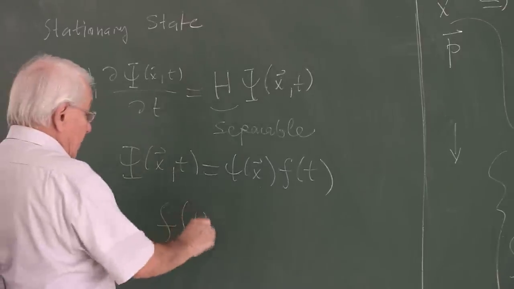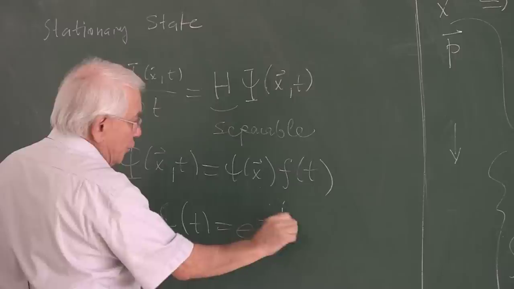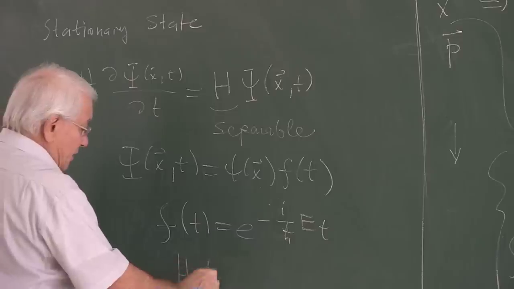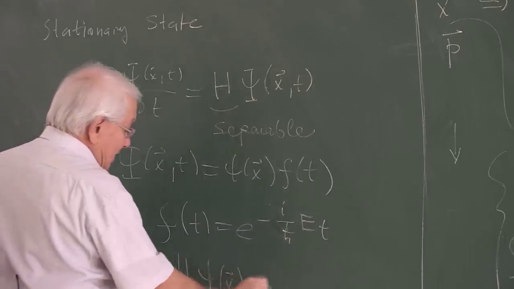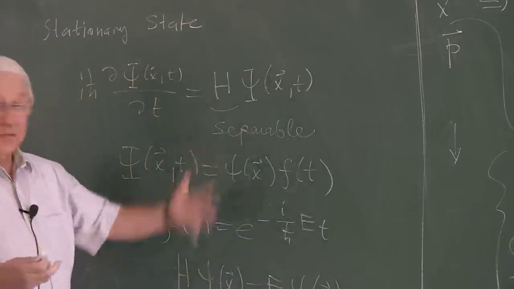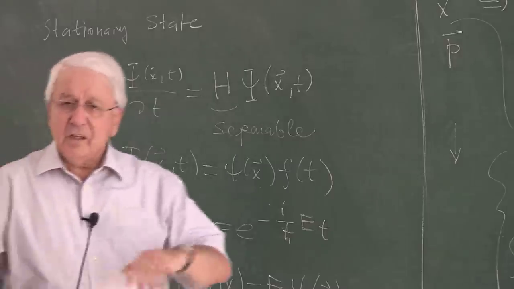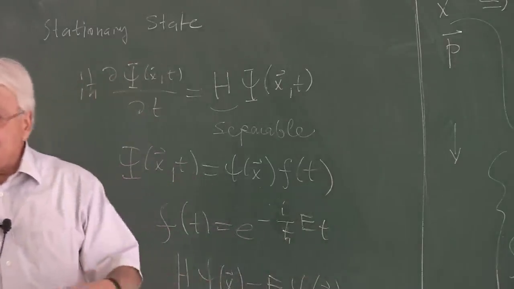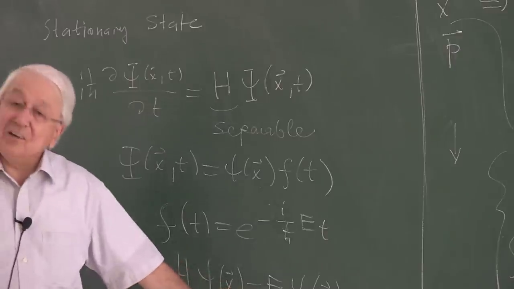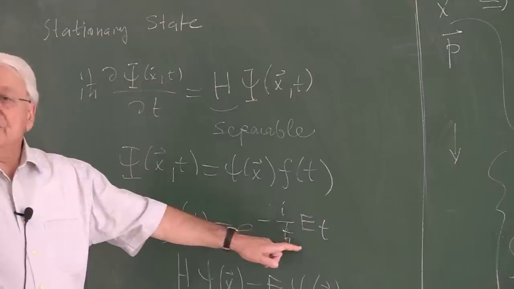So f of t comes out to be e to the minus i over h bar, E t. This E is the E which appears in this equation. Thus, its meaning also emerges through this manipulation. Left-hand side is a function of x, right-hand side is a function of t. They are equal to the same constant. Let's write it as c. Then that c comes here. You see that it's the eigenvalue of the H, that this must be the energy, because the eigenvalue of the Hamiltonian we define as the energy. Therefore, that is the energy.